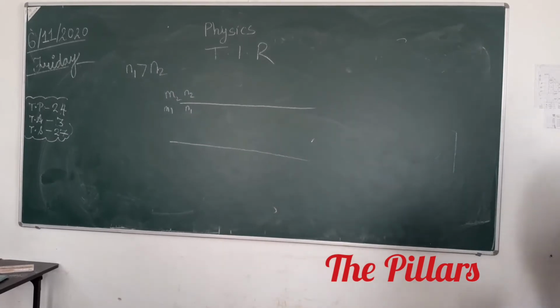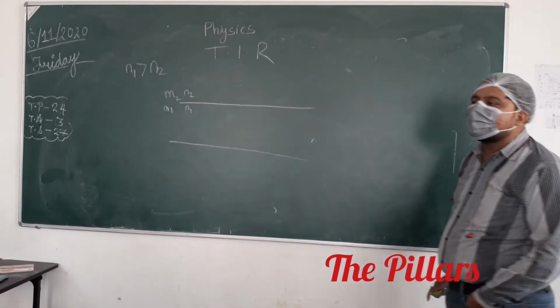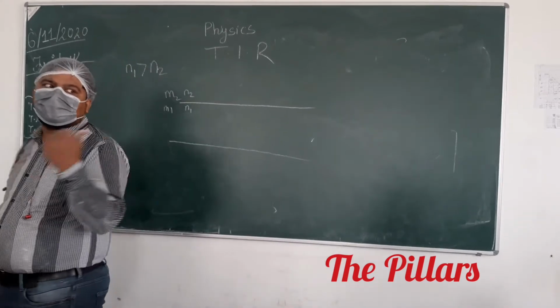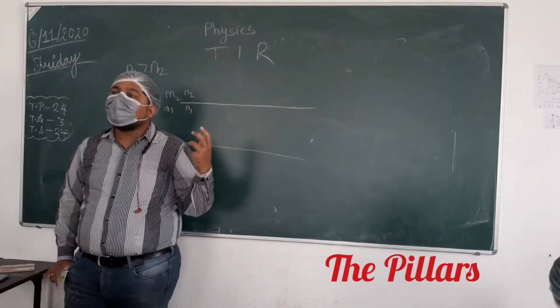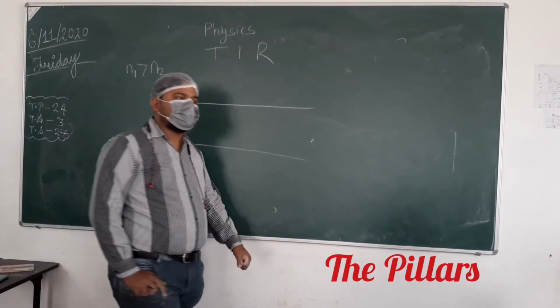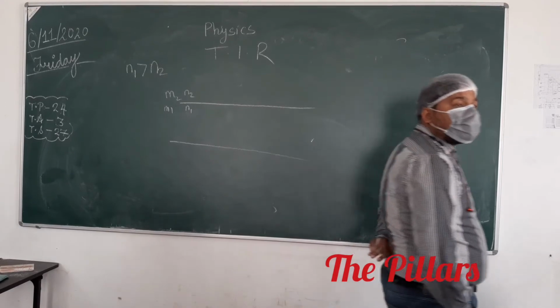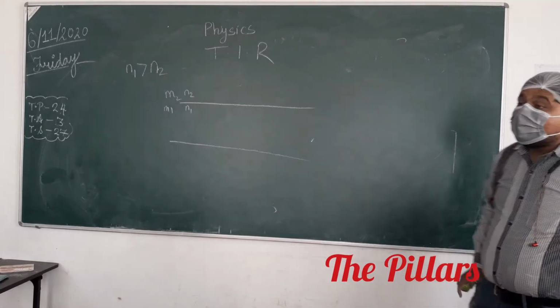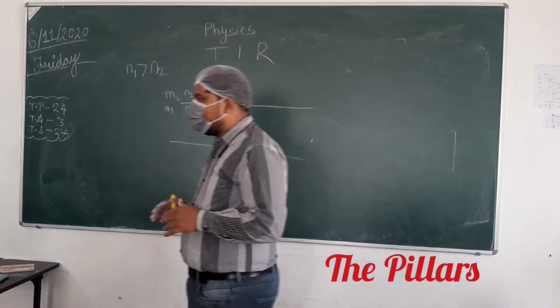Your optical fiber is based on this particular phenomenon, total internal reflection. Your automatic rain wipers are based on this. In automobiles right now we have the automatic rain sensor wipers. These are based on total internal reflection. Your diamond sparks because of this total internal reflection. Always denser to rarer.